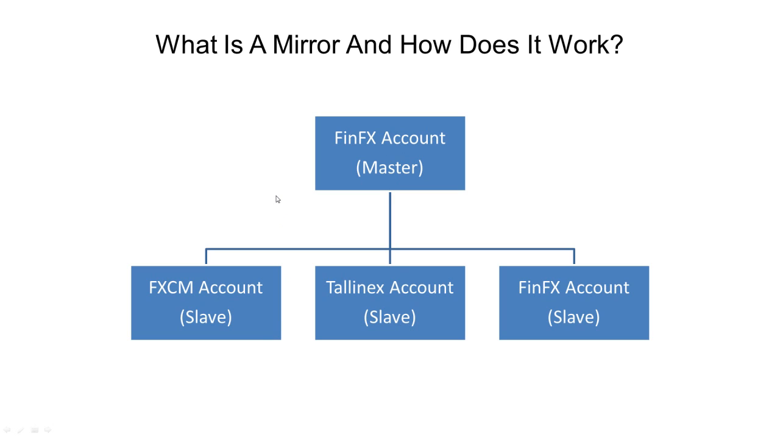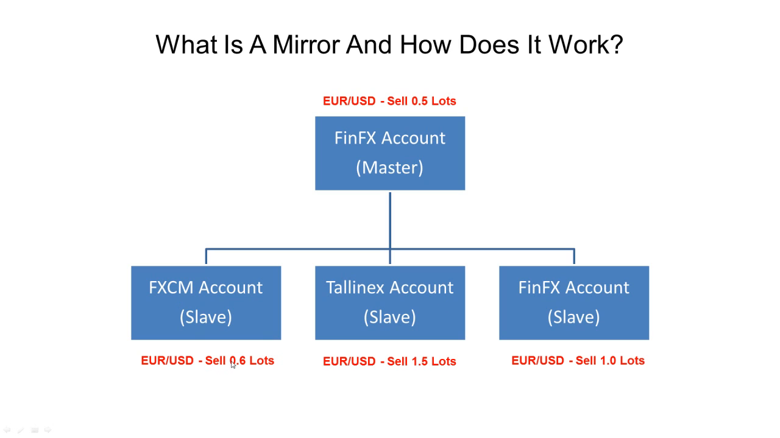Okay, let's give you an example here. Let's say your master gets into the euro dollar with a half a lot. If the master gets into a half a lot euro dollar sell trade, the moment it executes that trade, the mirror is going to copy it to each of these accounts. You'll notice the lot size is going to be different according to the money management that you select in the tool. You've got a sell trade on this one of 0.6 lots, this one went to 1.5 lots, and this one went to 1.0 lots. That will be determined based on the balance and the risk options that you set. We'll take a look at those in a minute.